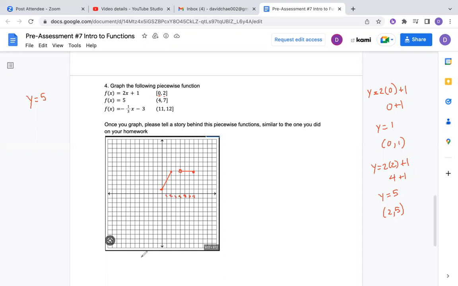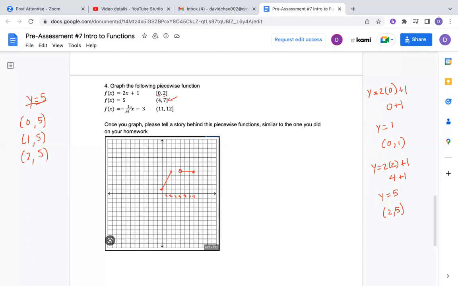Okay, I hope that makes sense here. So again, y equals 5. When you graph this, you pretty much have to make the y value 5. So 0, 5, 1, 5, 2, 5, right? The y value is 5. So graph those points. But remember, this interval notation just tells us that we only need this from 4 to 7.